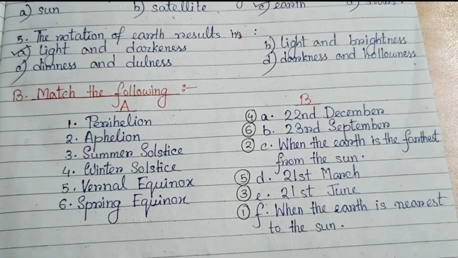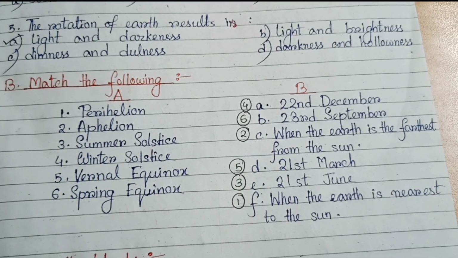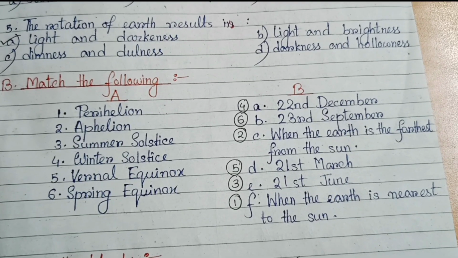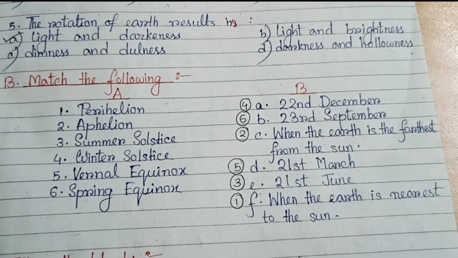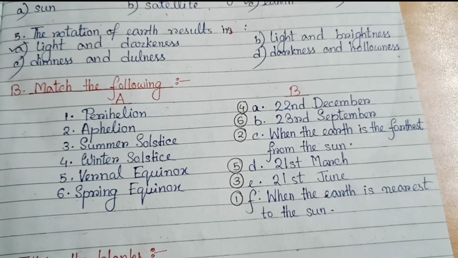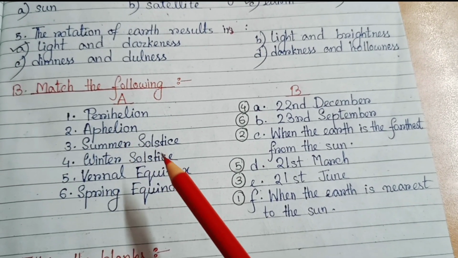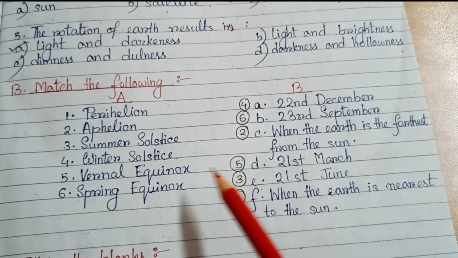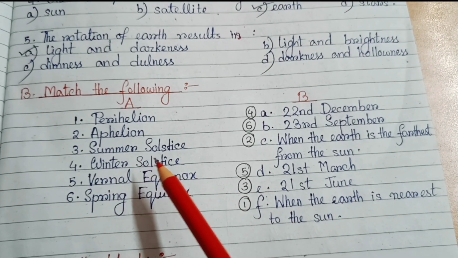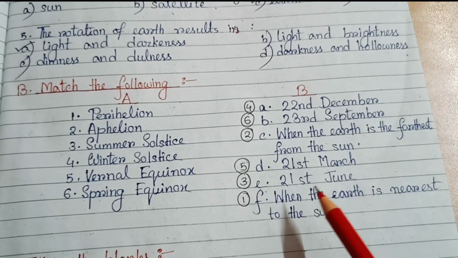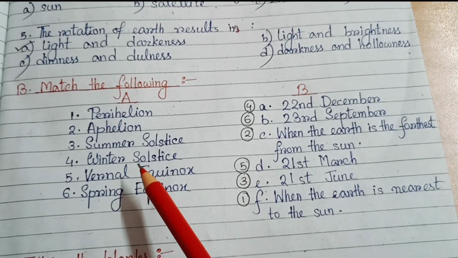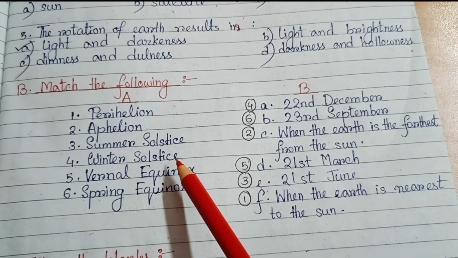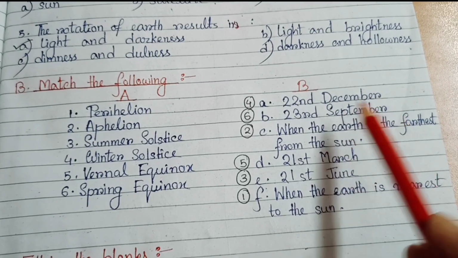Number B. Match the following. Number 1. Perihelion, when the earth is nearest to the sun. Number 2. Aphelion, when the earth is the furthest from the sun. Number 3. Summer solstice, 21st June. Number 4. Winter solstice, 22nd December.